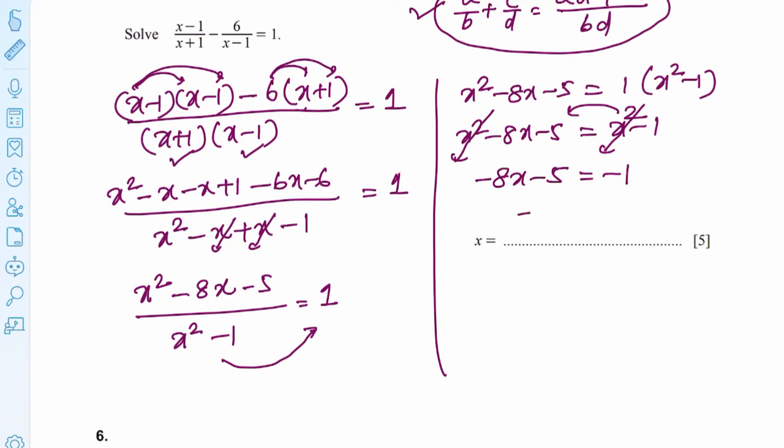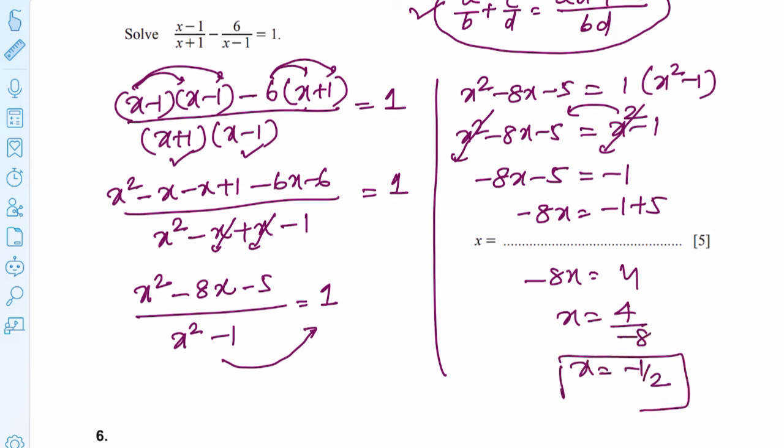So we can say minus 8x equals minus 1 plus 5. So minus 8x equals, I think we got 4 here, right? And x equals, divide by minus 8 on both sides. So the answer I'm getting is x equals minus half, or we can say minus 0.5. Did you get it, everyone, clearly?